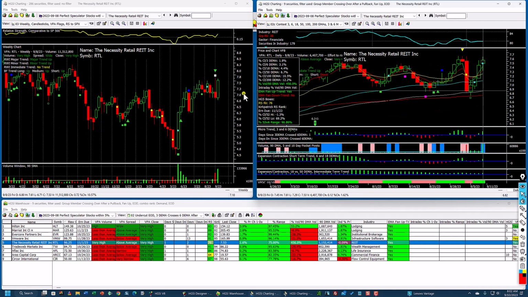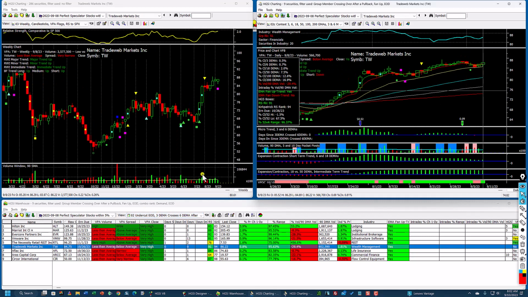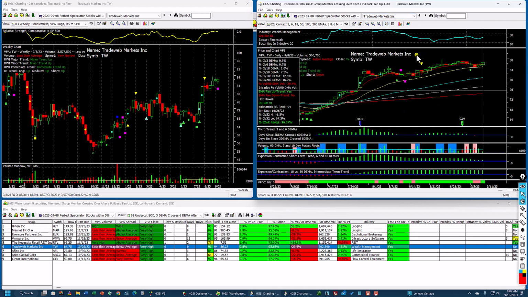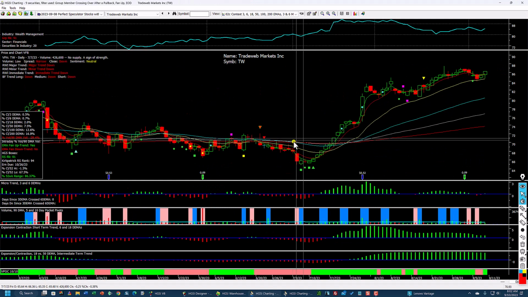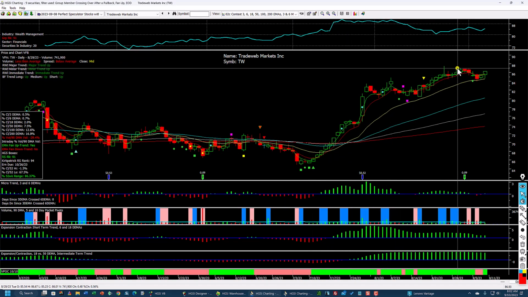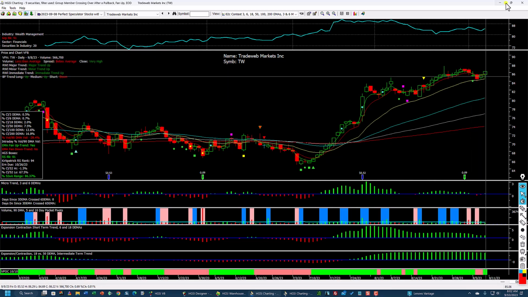Here's a REIT, kind of loose. Tradeweb Markets. This is really a tight chart. The weekly chart has been strong at some congestion right here, but now it looks like it wants to go again. Wealth management. Let's make this full screen. Look at this nice run here, and then it's been digesting that for a long time. Broke out to a new high. Pulled back a little bit, setting up nicely.